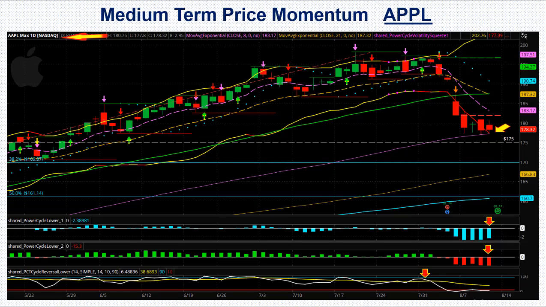So here's an example of Apple. This is a daily time frame, and you can see the momentum indicators here. This is a zero line. This is a histogram, so when it's below zero, that's negative momentum. My cycle 1 indicator here is a really fast momentum indicator. Cycle 2 is a slower indicator that I use to confirm.